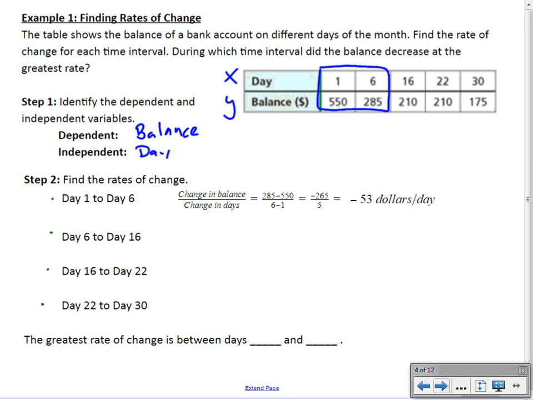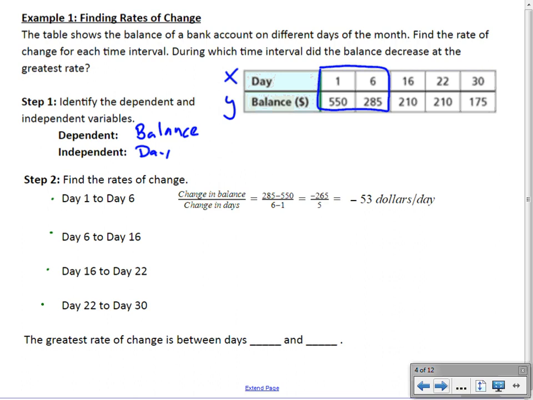Now, within the context of this problem, negative 53 means that we are losing $53 per day between days 1 and day 6. So we're losing money, which makes sense because on day 1 we start with $550. By day 6 we're down to $285. So we're losing money, specifically $53 per day.